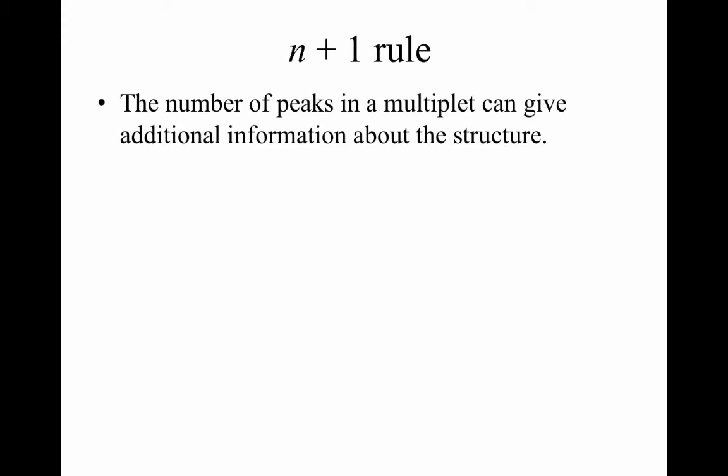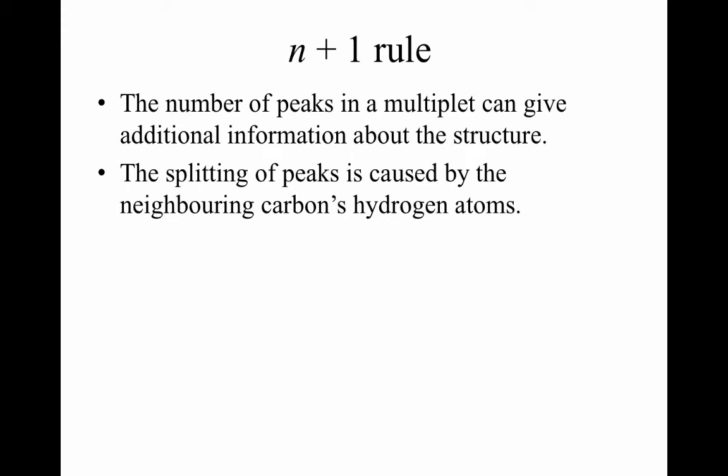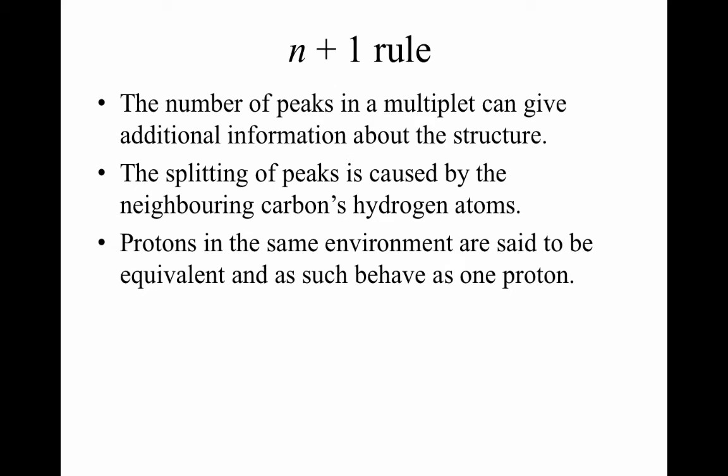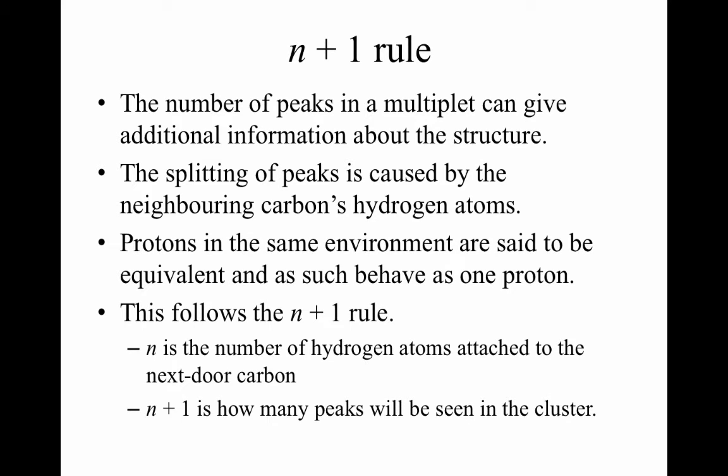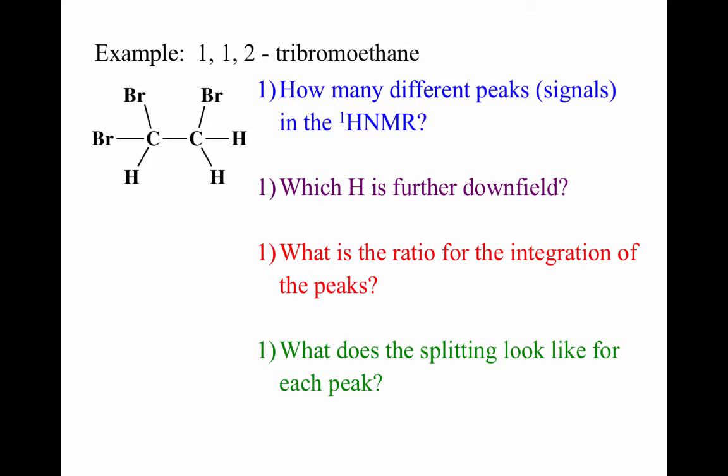Number of peaks in a multiplet can give additional information about the structure of the molecule. The splitting of the peaks is caused by the neighboring carbon's hydrogen atoms. Protons in the same environment are said to be equivalent and behave as one proton. And then the splitting effect follows the N+1 rule. N is the number of hydrogen atoms attached to the carbon next door. N+1 is the number of peaks that are going to be seen in the cluster.